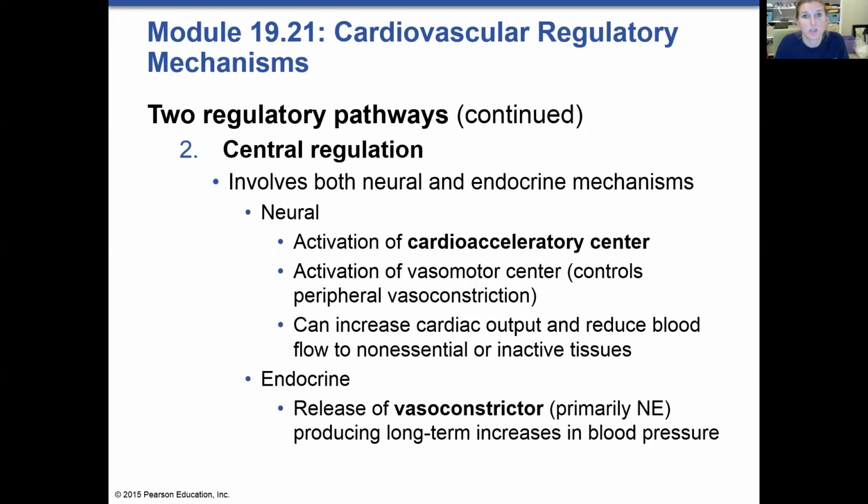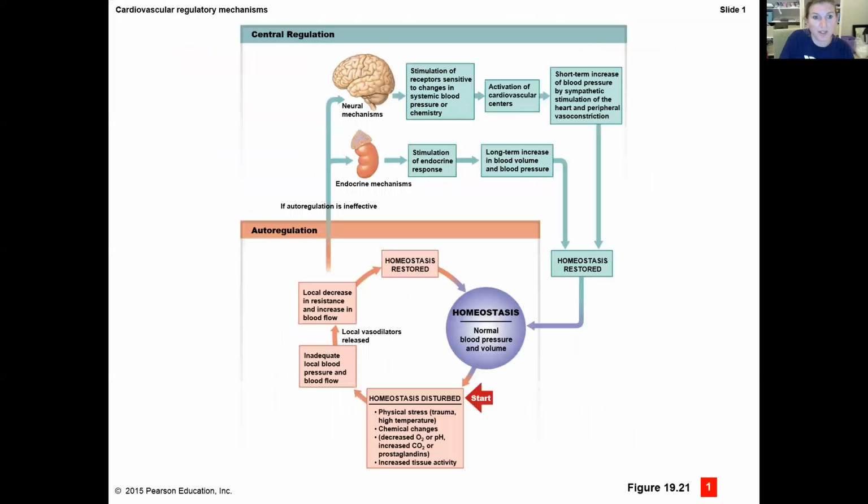These are increasing cardiac output. They're reducing blood flow to the non-essential or the inactive tissues. And then we also have vasoconstrictors that act in the endocrine system, like norepinephrine, which are going to produce a more long-term increase in blood pressure. And those effects are going to last much longer. So here is a homeostatic diagram of all of this.